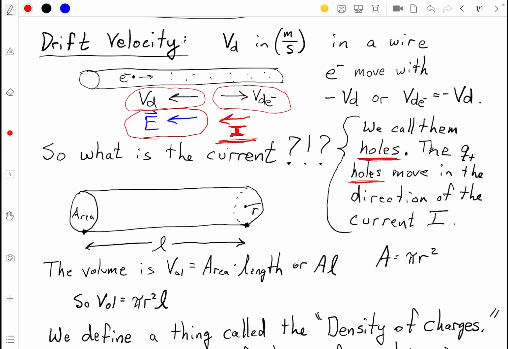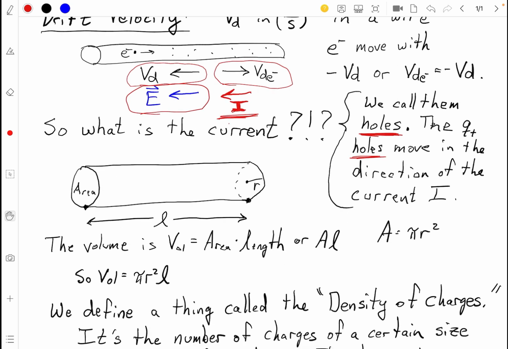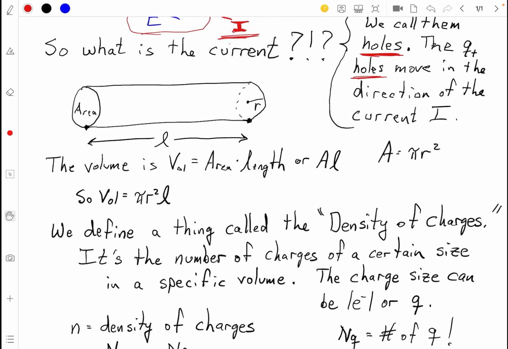So let's say we have a certain area of a wire and we have a certain length of the wire. If we want the volume for that wire, then we can multiply the area times the length. And our area, in this case, it's a round wire, so it's going to be pi r squared. So then our volume is equal to the length times pi r squared, or pi r squared L.